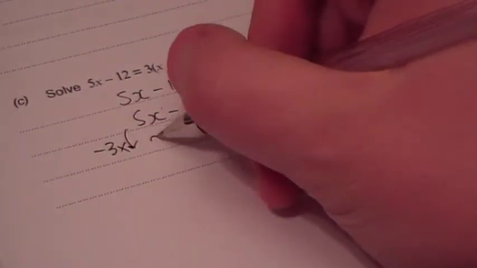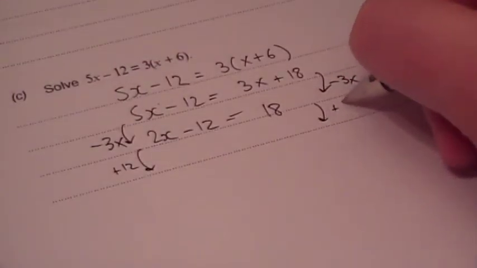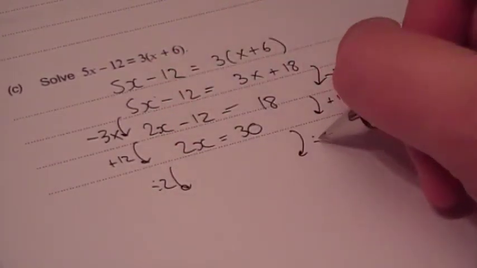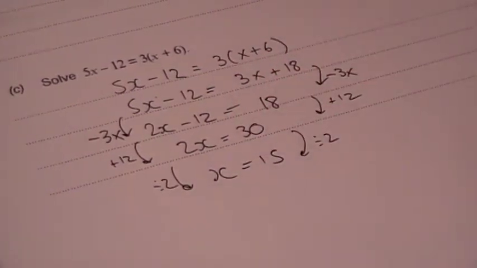5x take 3x is going to give me 2x. So 2x minus 12 equals 18. Now I'll add 12 onto both sides. So 2x equals 30. And then I divide by 2, and x equals 15.